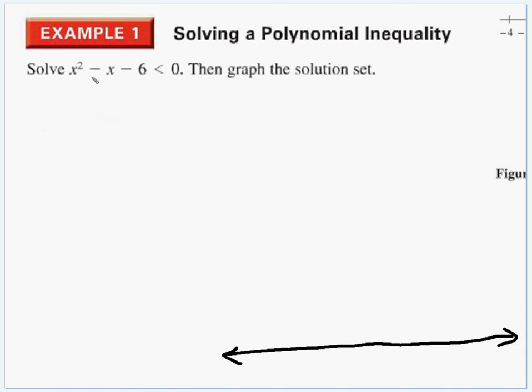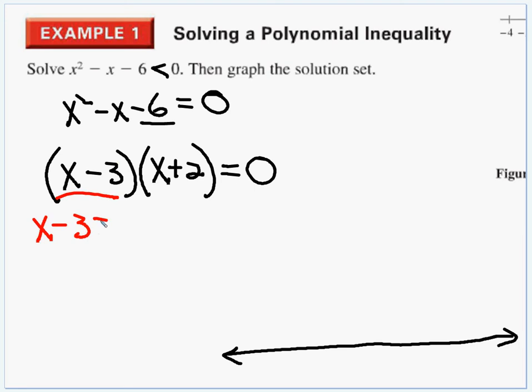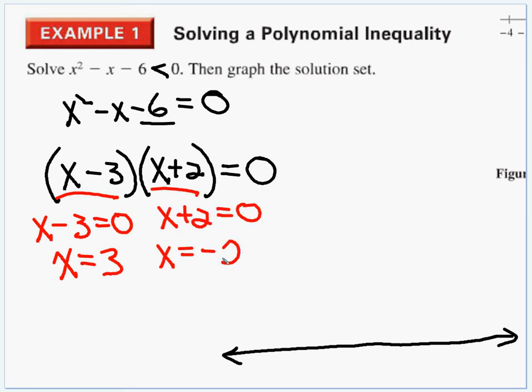Okay, let's find the zeros here. So this is less than 0, but to find the zeros, let's just say that is equal to 0, and then we're going to factor it. What factors multiply to negative 6 and add up to negative 1? Well, that's going to be an x minus 3 and an x plus 2. Remember, this is equal to 0 because we're finding the zeros. Now, if I set my first factor, x minus 3, equal to 0, we know that x is positive 3. And for our other factor, if we set x plus 2 equal to 0, we get x is negative 2.